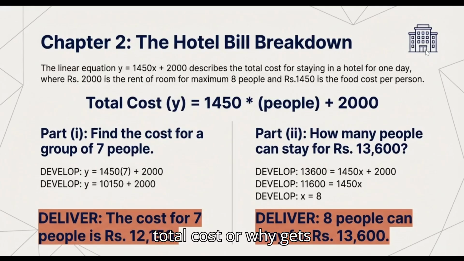For the second part, we need to determine how many people can stay for 13,600 rupees. That means the total cost, or y, gets replaced by the value 13,600 and 2000 gets subtracted from that, we get 11,600. It gets divided by 1450 to find the value of x, which is 8. This means that 8 people can stay for 13,600 rupees.